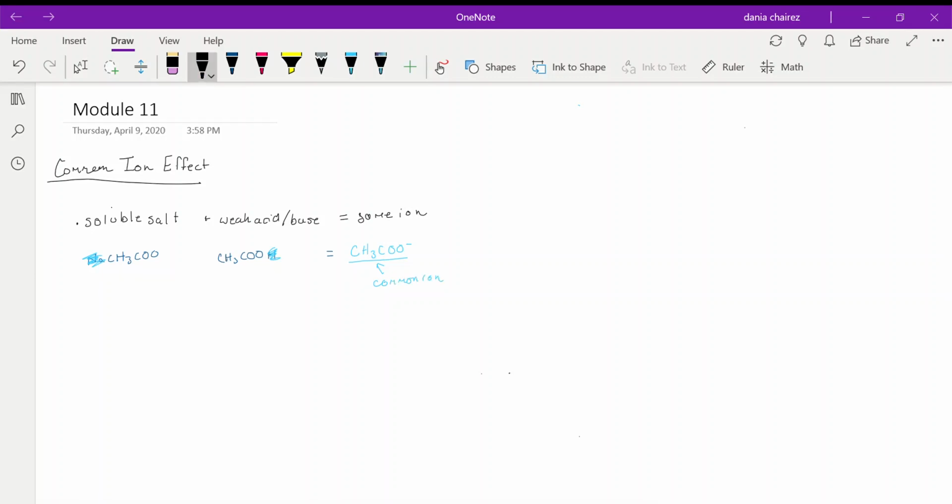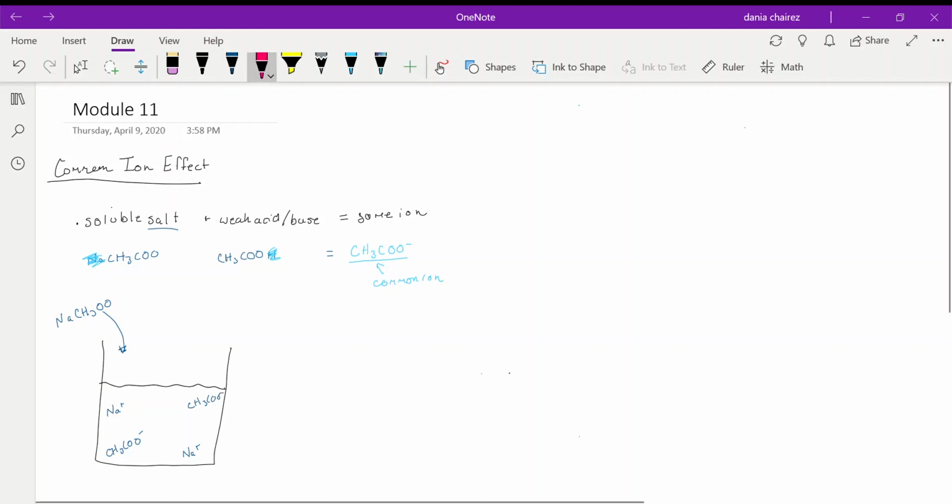And to understand what the common ion does, I'm going to do a little drawing for you guys. Say that we have this container with solution in it, and into the solution we're adding sodium acetate, which is a salt. This is our soluble salt, and what salts do is that they dissociate completely. So in the solution right now, all we're going to have are sodium ions and acetate ions. There's no sodium acetate in it because it fully dissociated into its ions.